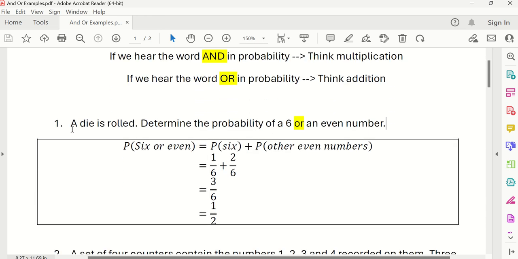Well, let's say I roll a die, a normal six-sided die. What's the probability of a 6 or an even number? There's that word, "or". So basically, I need to find the probability of a 6 plus the probability of the other even numbers. So there's a 1 in 6 chance I get a 6, and there's two other even numbers on a die, 2 and 4. So 1/6 plus 2/6 gives me 3/6, which simplifies to a half.